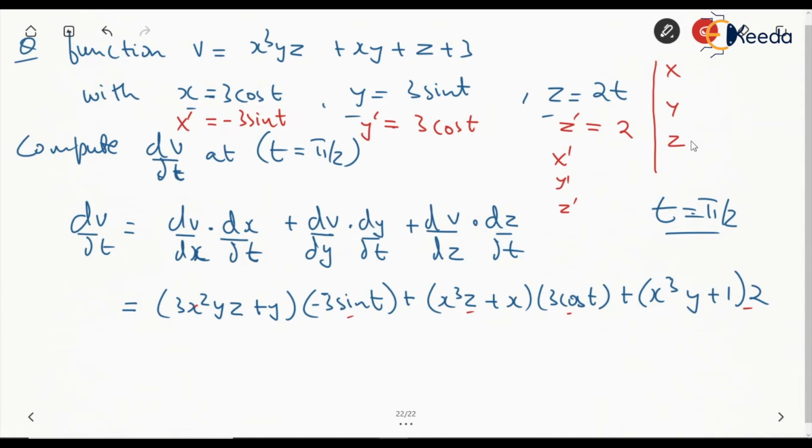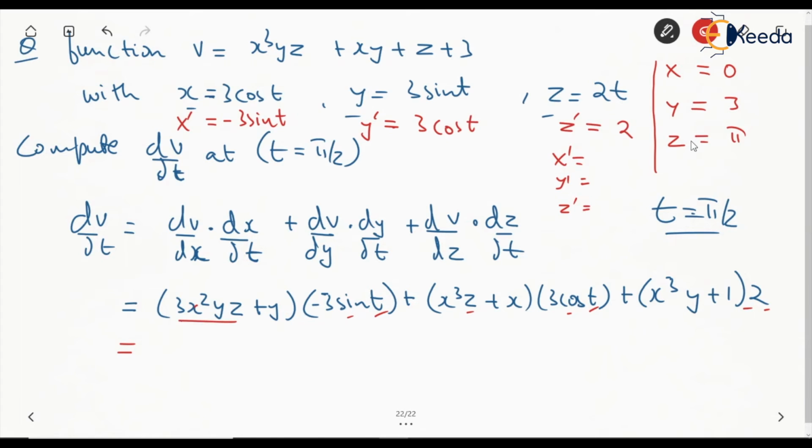So for t equal to pi by 2, x is equal to 3 cos pi by 2, which will be 0. Y is equal to 3 sin t, so this will become 3, and z is equal to 2t, so that will directly become 2 times pi by 2, which is pi. If you want, you can put x dash, y dash, z dash also, or you can directly put the values of t at these places.